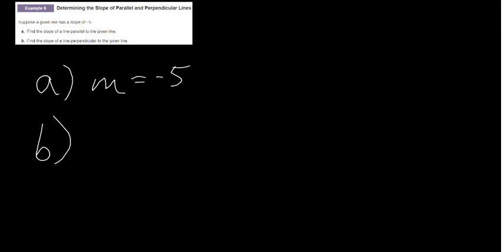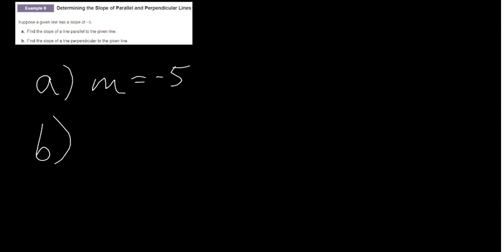Okay, so for A, it says find the slope of a line parallel to the given line. Well, the given line has a slope of -5. That's pretty easy. Then this slope is going to be -5, or let's say m is equal to -5. And then B, find the slope of a line perpendicular.